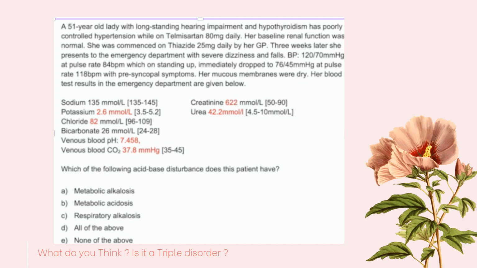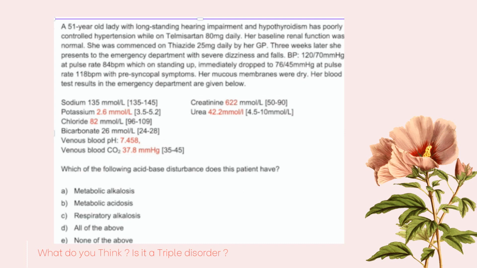Can you identify anything in particular? I actually would say that this scenario has got a triple disorder, and we could discuss something else as well. Let's see. The pH is on the higher side, the PCO2 is on the lower side. I would straight away say respiratory alkalosis. Then I would look for the compensation. I would expect the bicarbonate to come down, but the bicarbonate here is on the higher side. So additionally, there is a metabolic alkalosis.